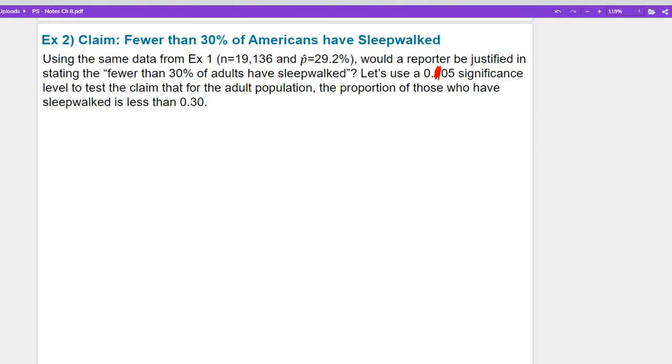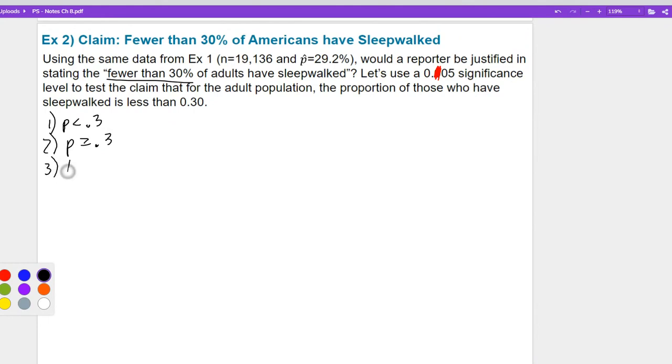So again, you're supposed to test the requirements. Is it random? Yup. Is this binomial? Yup. np, nq, those are both bigger than or equal to 5. So the requirements check out. Step 1, in this case, fewer than 30%, so less than 0.3. Okay, less than 0.3. Step 2, the opposite of that, greater than or equal to 0.3.